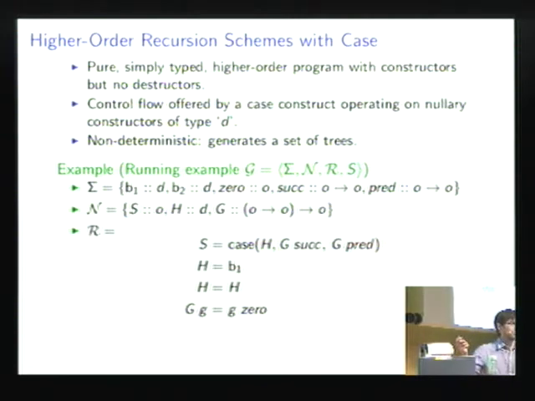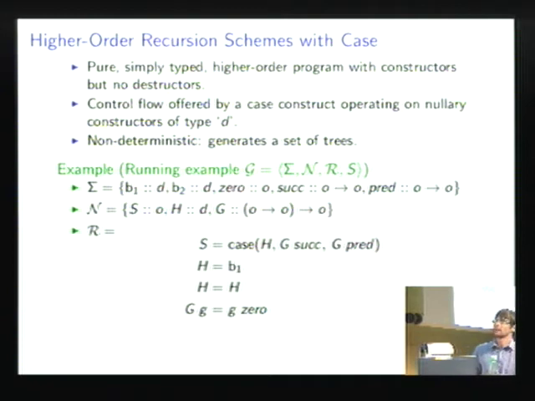These look just like ordinary function definitions that you might be used to. You can see we've used the case construct here in our definition of S. H is the scrutiny term. So what H reduces to will determine which of the two branches we choose. If it reduces to B1, we'll choose the first branch. If it reduces to B2, we'll choose the second branch. H is non-deterministic, so we can see that it can only reduce to B1 or itself.